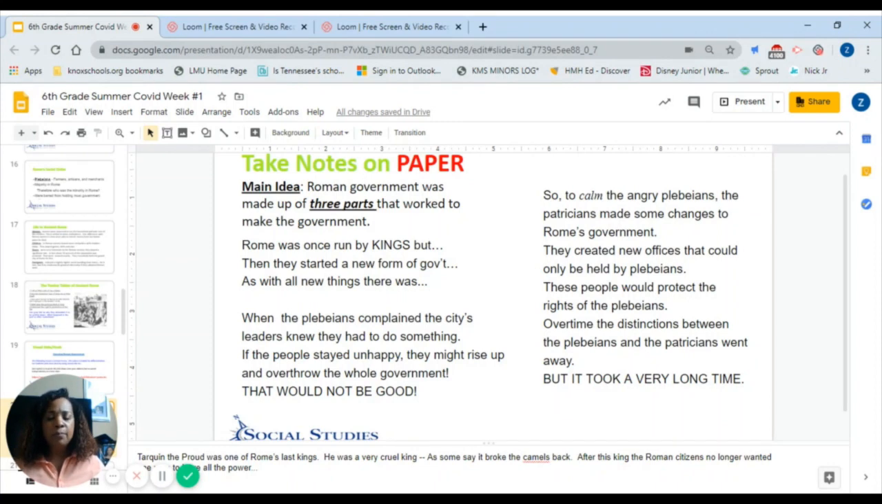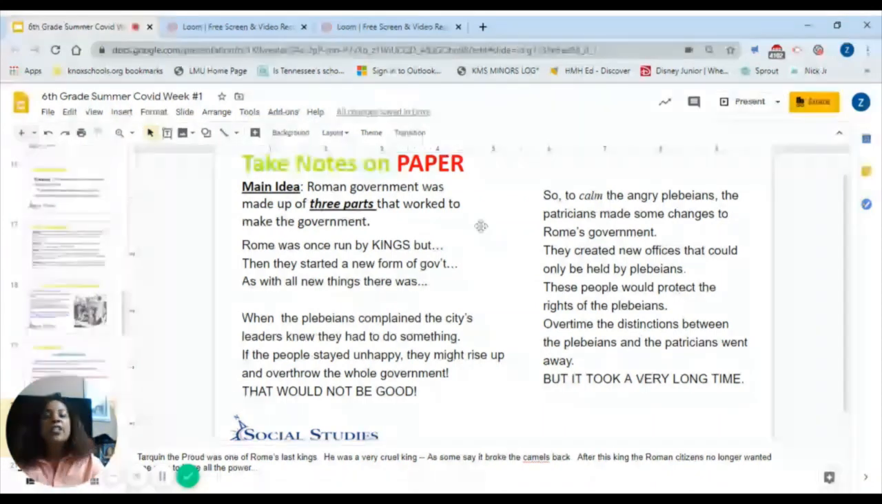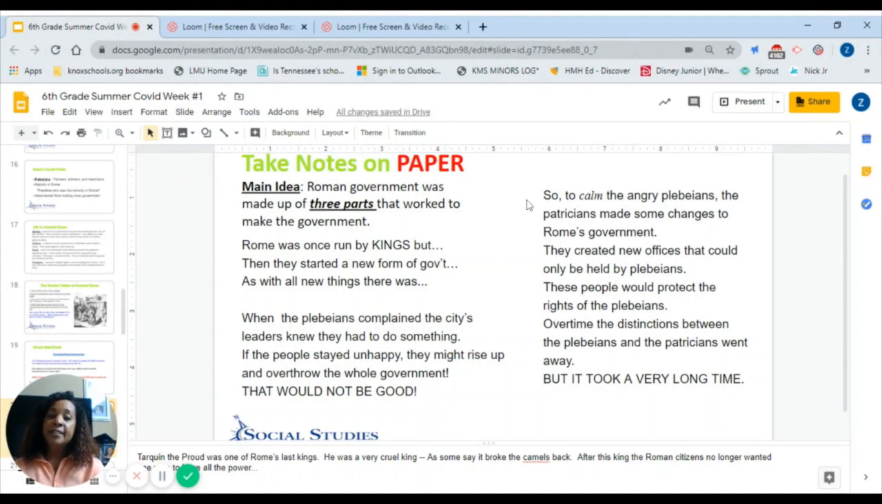As with all new things, when you start from scratch, there's some areas it's not perfect. So it came about that the plebeians were unhappy with the status quo with the new republic government. And the plebeians complained to the city's leaders, and the leaders knew that they had to do something. If the people stayed unhappy, they might rise up and overthrow the whole government, and that would not be good. So to calm the angry plebeians, the patricians made some changes to Rome's government.